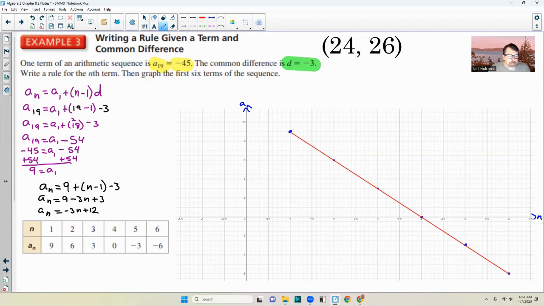Okay, when n is 0, of course, we're not going to go to our 0 term. That makes no sense. Our first term, we're starting here. This is a starting point. But it is a linear equation that would line up with 12 being the y-intercept if we went to a 0 term, which doesn't make any sense. Okay, so that is writing an arithmetic sequence and graphing it given a term and a common difference. So now you should be able to do problem numbers 24 and 26 in your exercises.